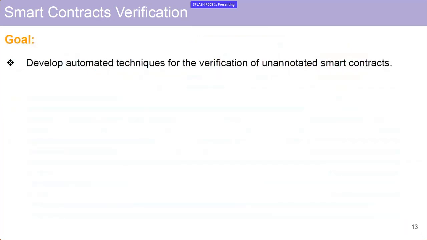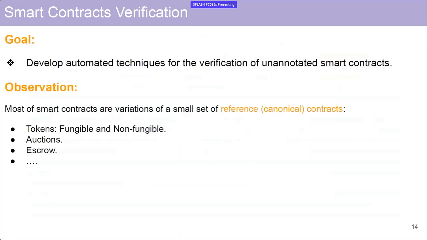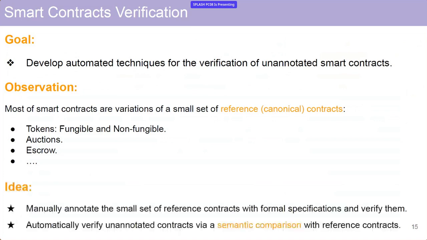This is based on the observation that most of the smart contracts are variations of a small set of reference or canonical contracts like tokens, fungible and non-fungible, auctions, and escrow. So the idea here is to manually annotate a small set of reference contracts with formal specifications and to verify them, and to automatically verify the much larger set of unannotated contracts via semantic comparison with the reference contracts.